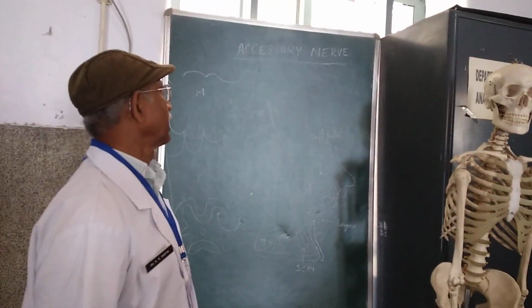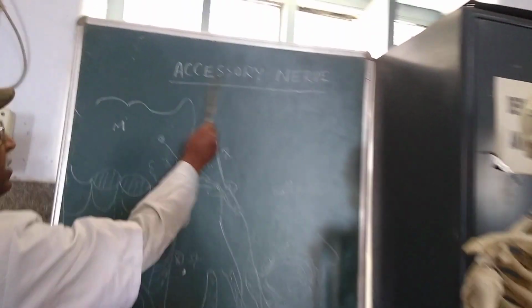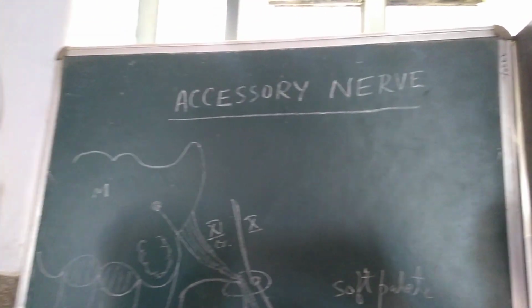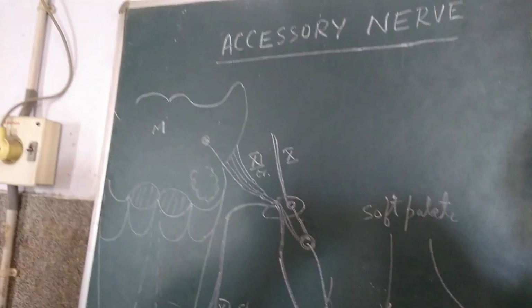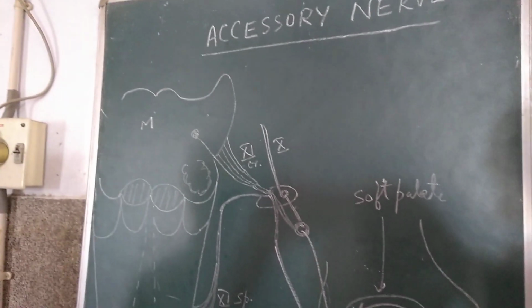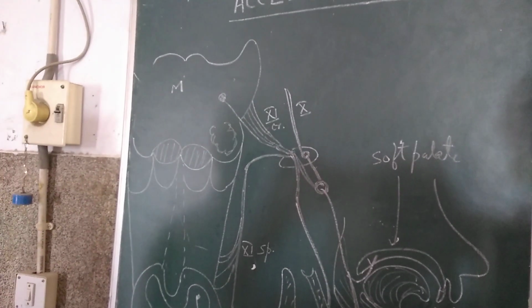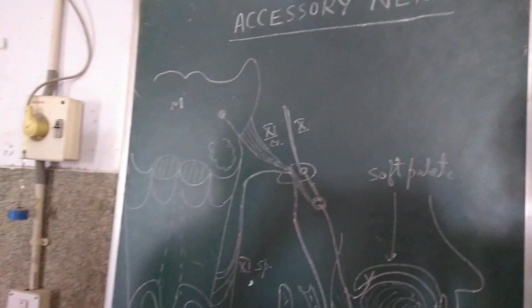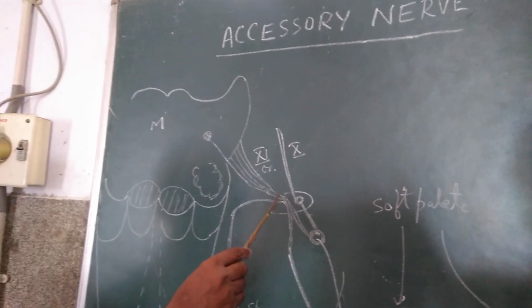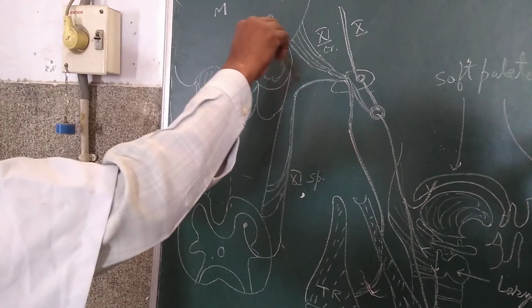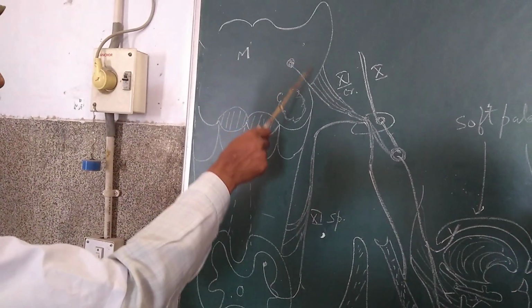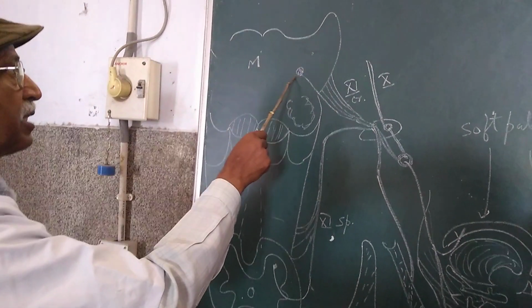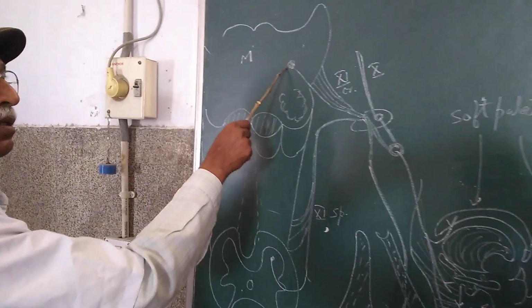Today I am going to tell you about accessory nerve. Accessory nerve is the 11th cranial nerve and it is primarily a motor nerve. It has two parts, a cranial part and a spinal part. The cranial part, the nucleus is nucleus ambiguus.